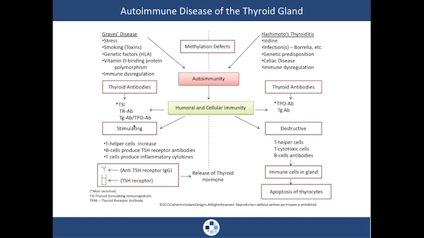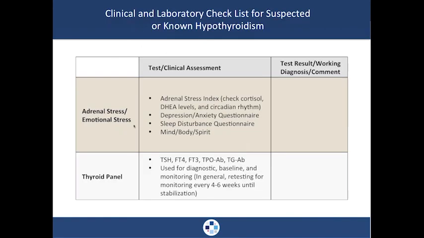So that should help you out quite a bit. Now, the last part here is I put together, because we really see more hypothyroidism, a little checklist for you on the next couple of slides. Check out the adrenal stress, emotional stress. Here are some tests for you to consider. You do not have to do all of these, but I certainly recommend you use it as a checklist. You can write your test results, working diagnosis, and commentary here.